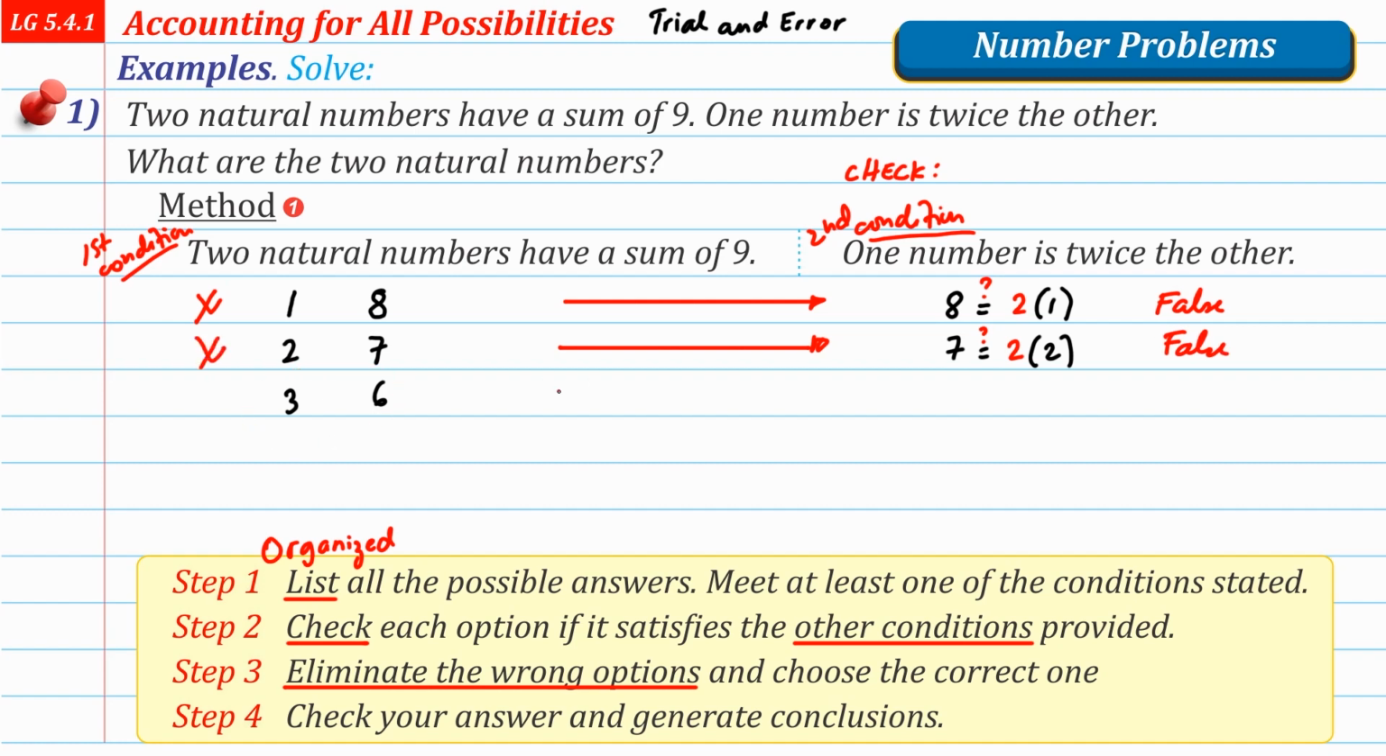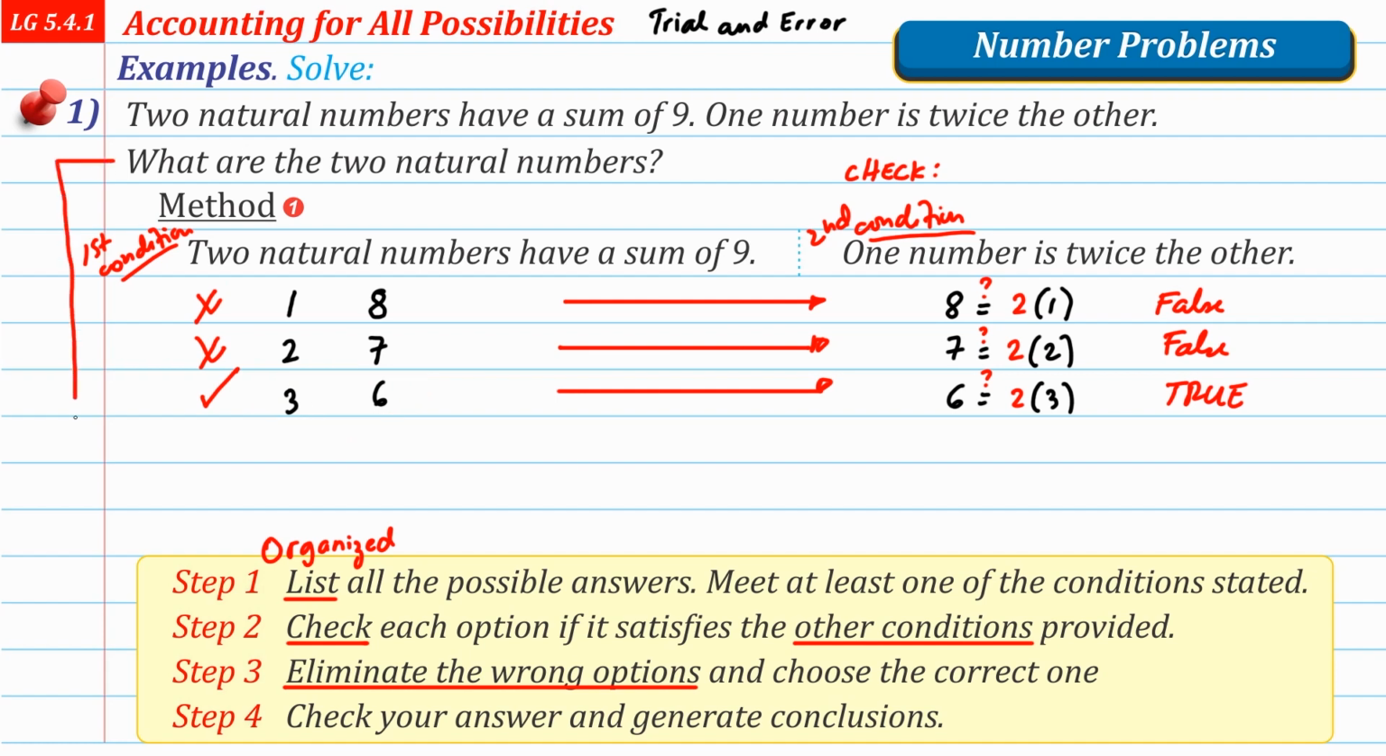Okay, ito. Try naman natin ito. So, trying this, is 6 twice the other? True or false? Is it true? True! Wow! Sa wakas, we got a true answer. Therefore, these are the two numbers. Now, please, don't get too excited. Bakit? Baka feeling mo yan na yung sagot 3 and 6. Balik ka sa tanong. Okay?